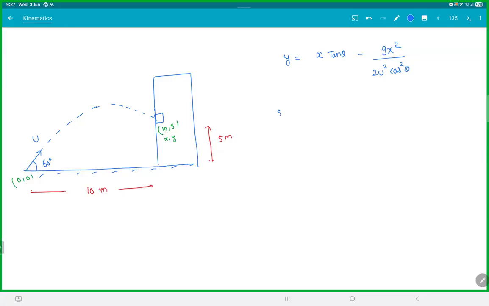Dump everything here. Y is 5, x is 10, tan 60 is root 3, 10 square, 2u square, cos square 60 is there. You know everything except u. Simplify this. 5 is 10 root 3 minus 400 by u square. So u will be 20 by root of 2 root 3 minus 1. That's your answer. Easy. One step, one equation. There's nothing much to do there. Any doubts on this?